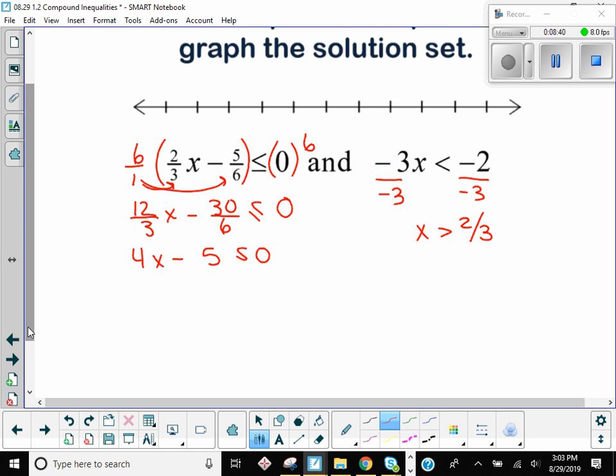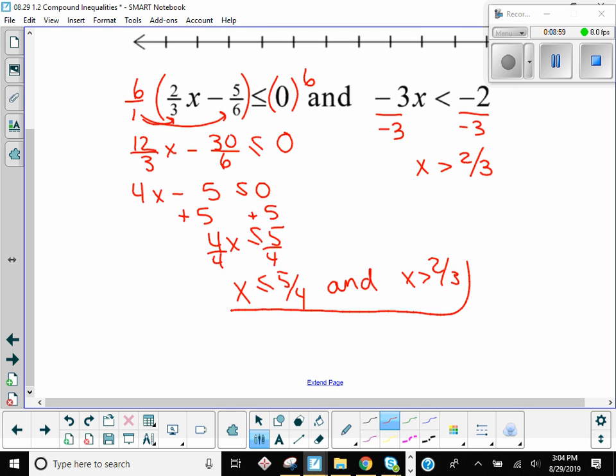So we got rid of the fractions just to get more fractions, right? 4x less than or equal to 5, divide both sides by 4. x is less than or equal to 5/4, and x is greater than 2/3. So that's not my answer, right? That's just, I just solved them. Now I'm going to graph their solution set.